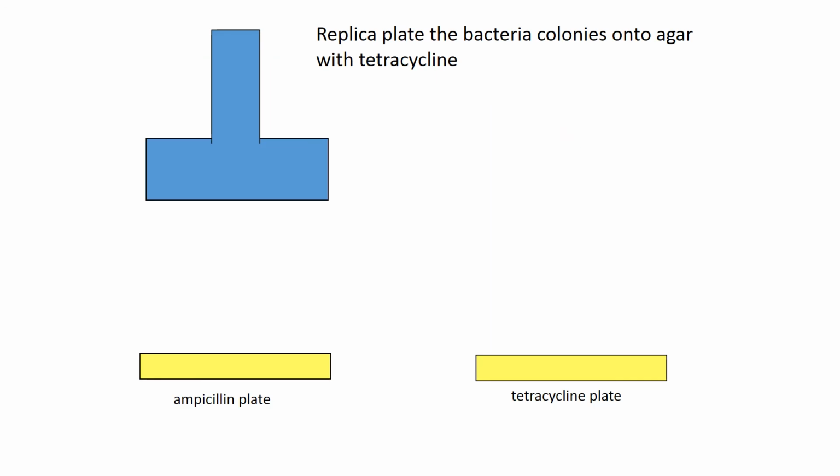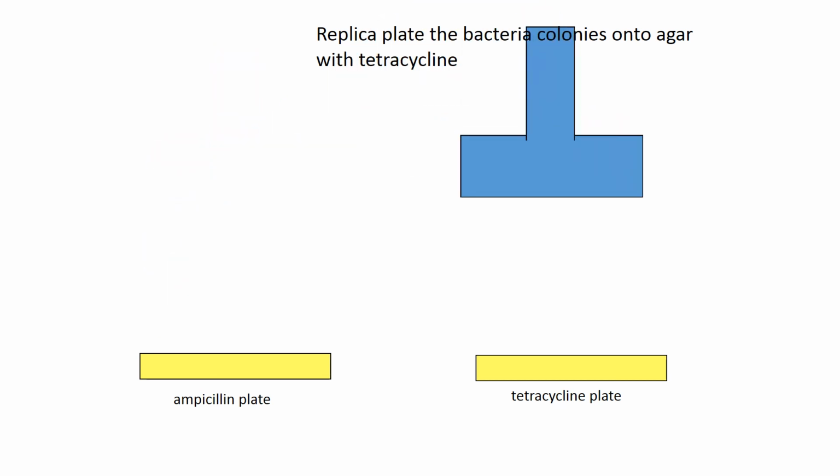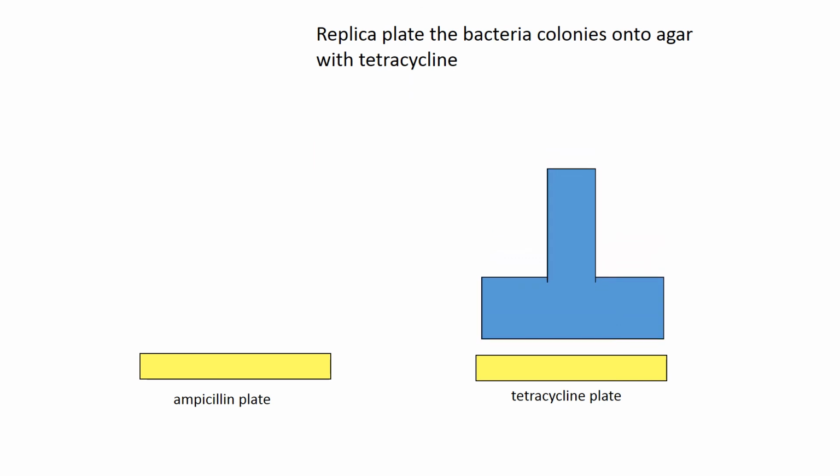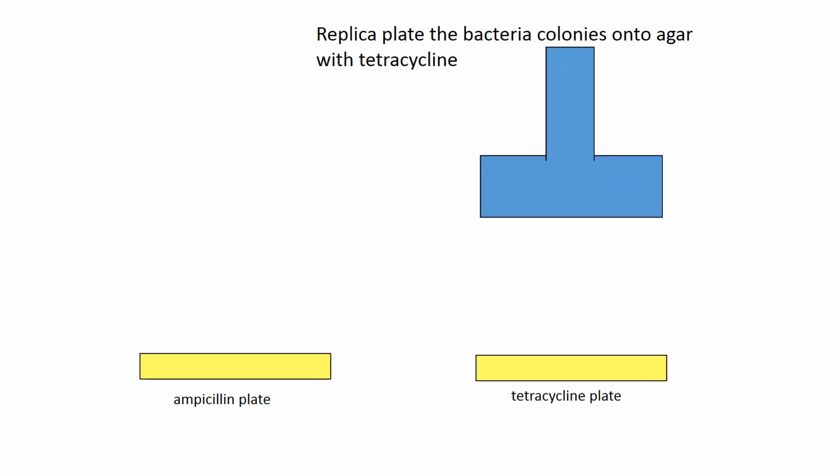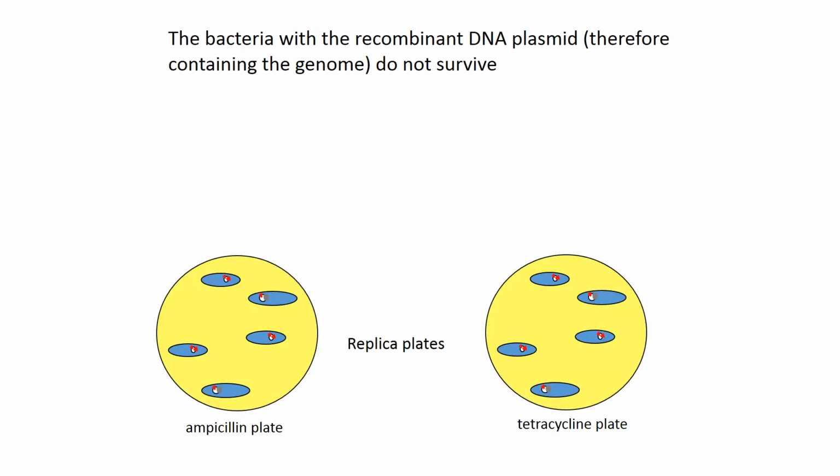Then what we do is we do the replica plating bit. So using a velvet cloth, you press it down onto the petri dish containing the bacteria, and then press that onto another petri dish with agar, but this time the agar contains the antibiotic tetracycline. We look from above. Now, any bacteria that contain the recombinant plasmid, that's the plasmid with the insulin gene, means that the tetracycline resistance gene is not going to be expressed. So those bacteria will not be able to grow.